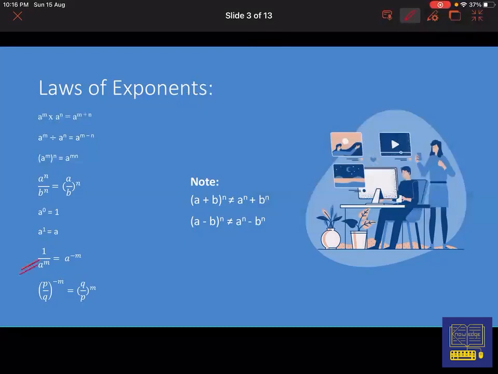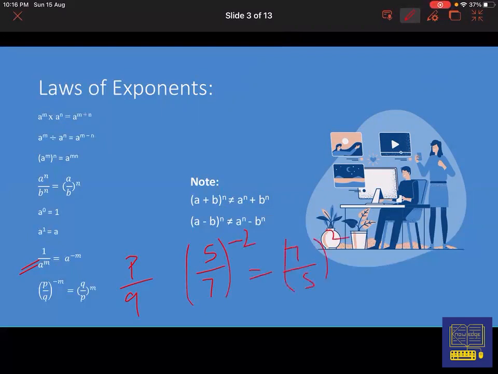Using the same logic, if I have p by q, or using numbers, for example 5 by 7 to the power of minus 2, then I can simply write this as 7 by 5 to the power of 2, because, as we saw, this is just the reciprocal. So the reciprocal of 5 by 7 is 7 by 5.